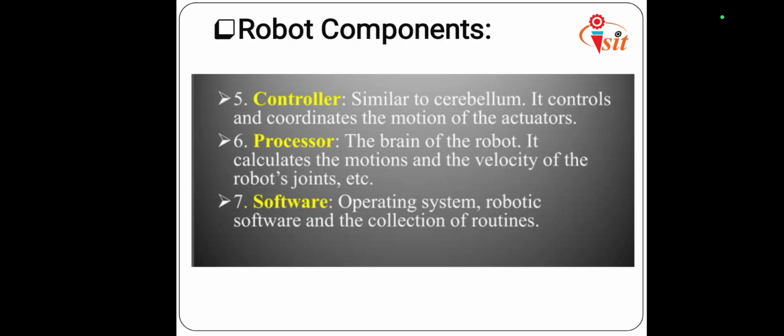Sixth important component is the processor. The brain of the robot is nothing but the processor. It calculates the motion and the velocity of the robot's joints. If a robot is assigned to do a particular task, then the processor decides at how much velocity the robot motion or the robot joint should move. And the last component is the software. Here it includes operating system, robot software, and the collection of routines, etc.